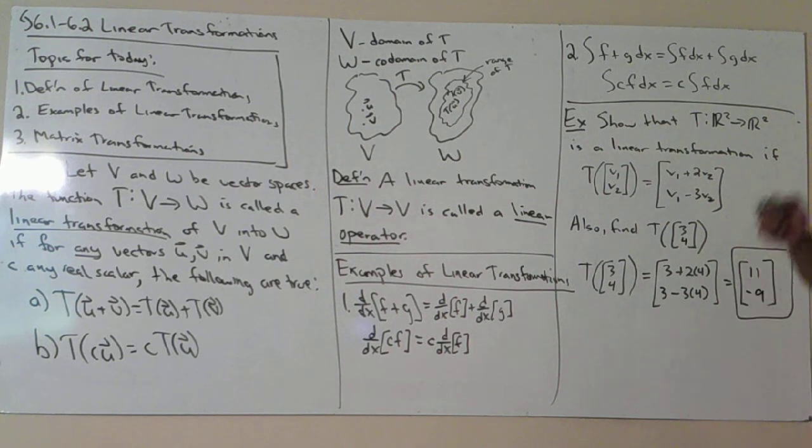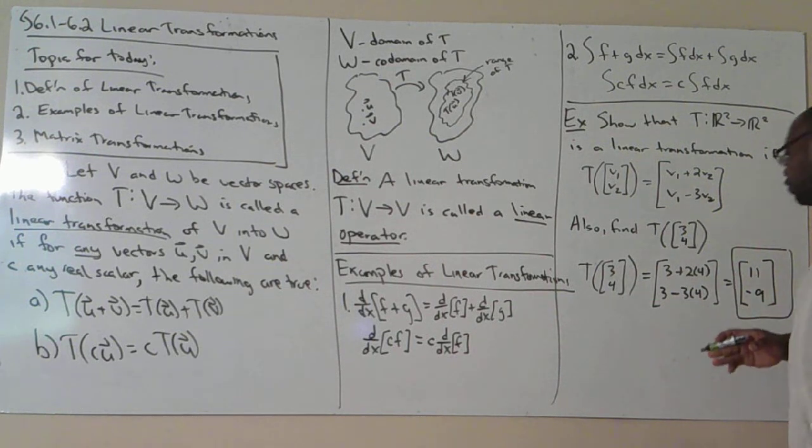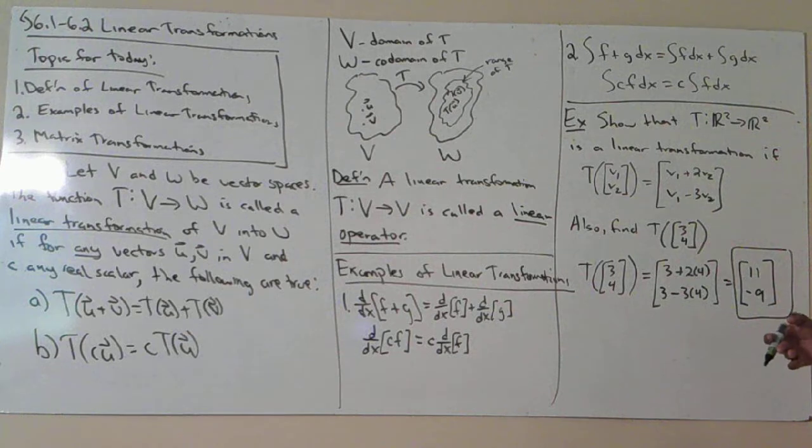If you remember from Calculus 3, when you dealt with functions of multiple variables or vector functions, this is the idea. Some of those are linear transformations, and they act in a similar way. Not all multivariable functions are linear transformations, but some of them are. So we have 11 and negative 9.